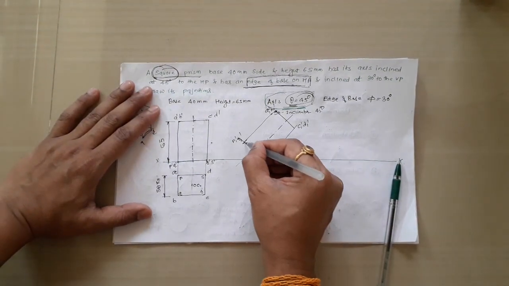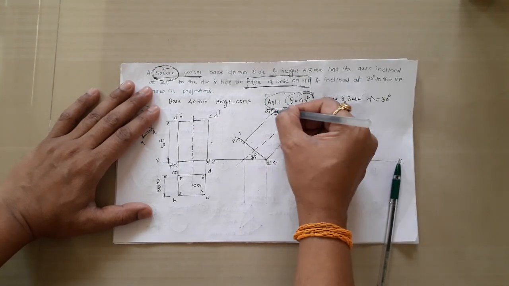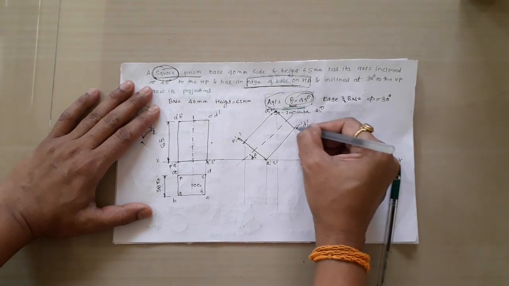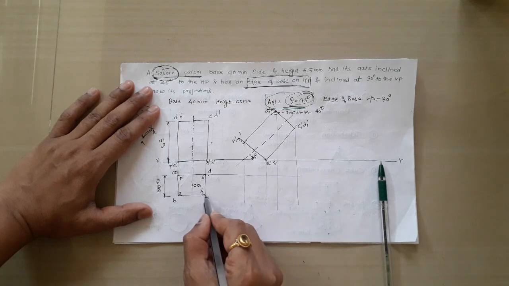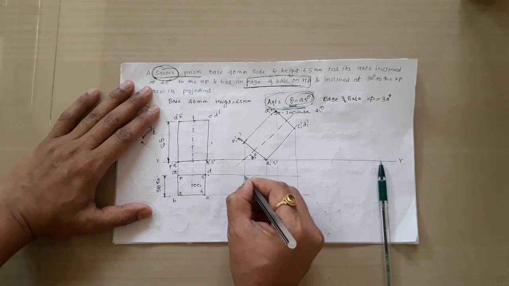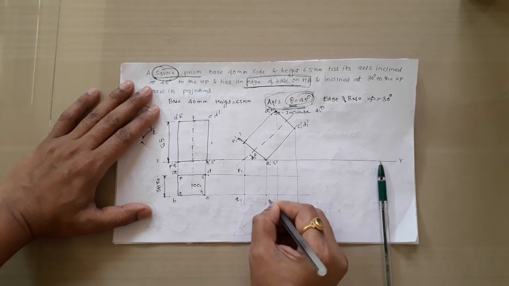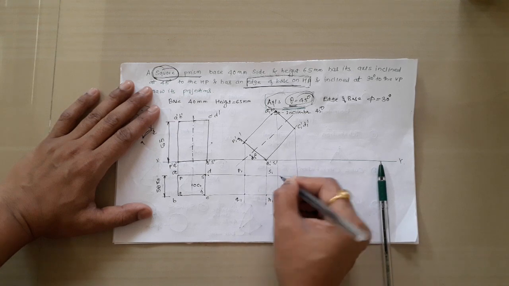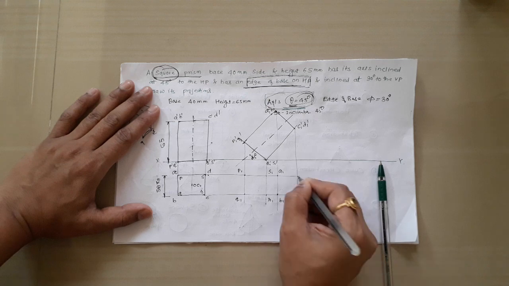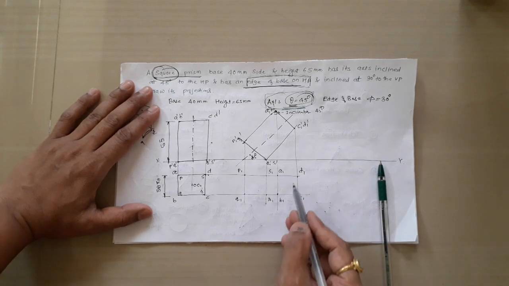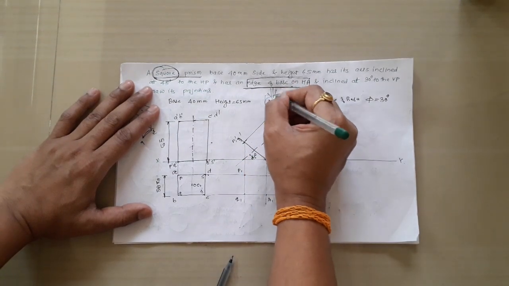Then take the projections in the downward direction. This is for PQ, this is for RS, this is for AB, and this is for CD. Then take projections from the previous top view. This point will be P1, this will be Q1, this will be R1, and this is S1. This is A1, B1, C1, and D1. Now we are going to complete this top view by observing this front view from the top.